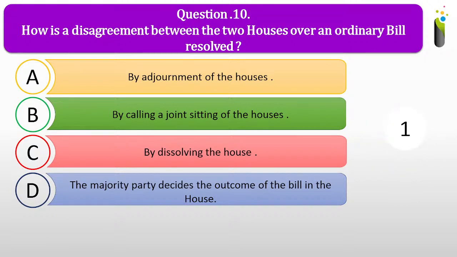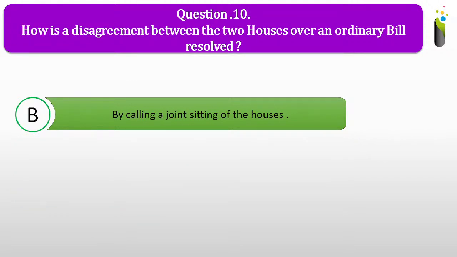So the correct answer for this question is B. By calling a joint sitting of the houses. So if there's a disagreement between the two houses over an ordinary bill, it has to be resolved by calling a joint sitting of the houses.